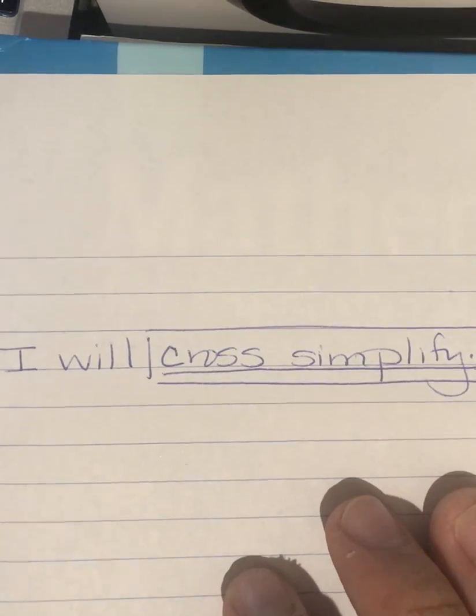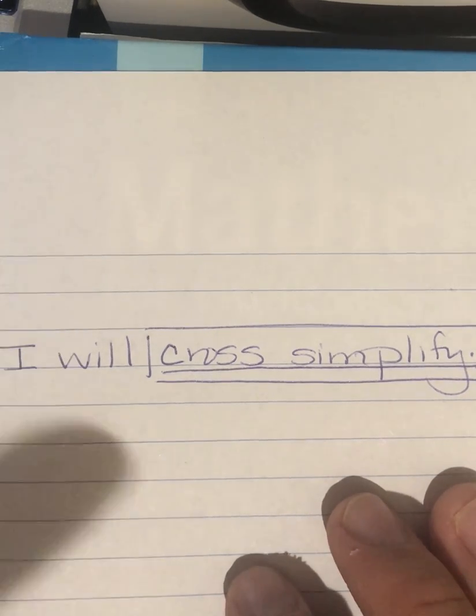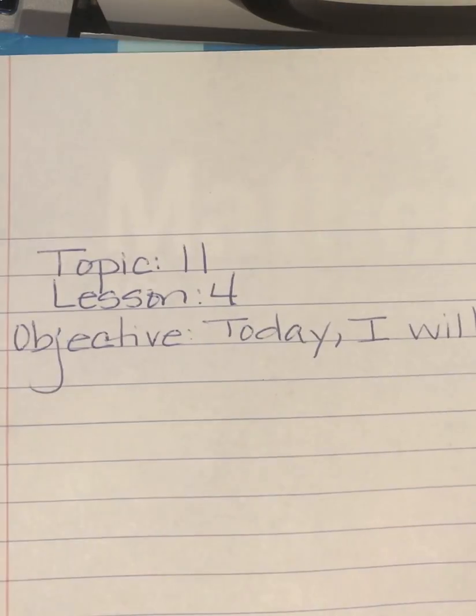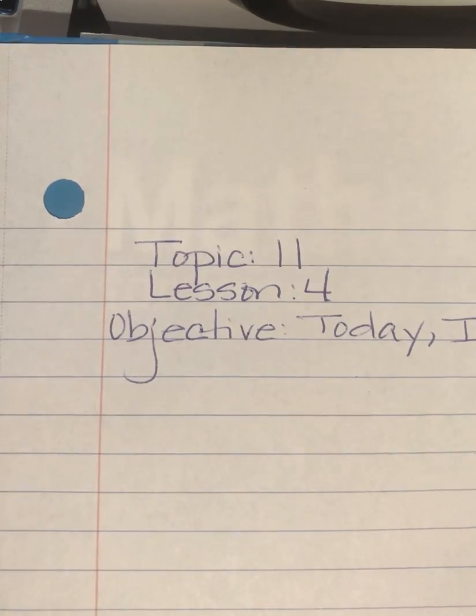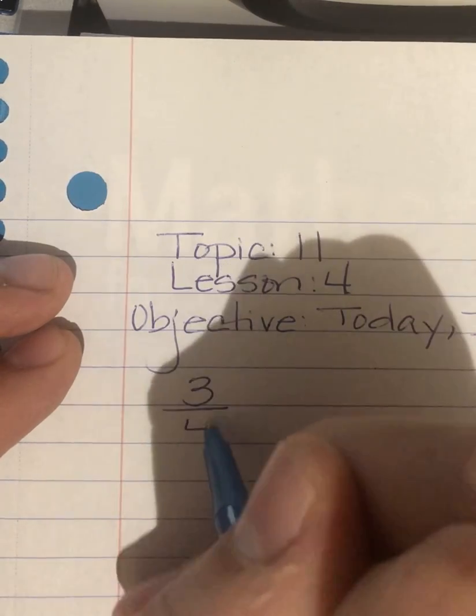And cross simplifying is very important because it helps us simplify factors before calculating a product. So this will make multiplication easier. And what do I mean by that? Well, let me show you an example of cross simplifying.